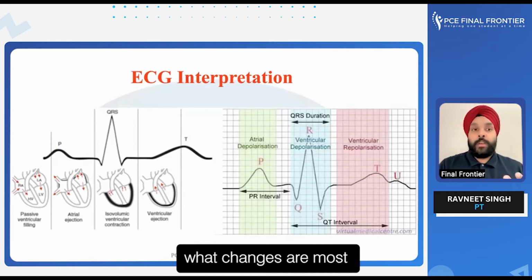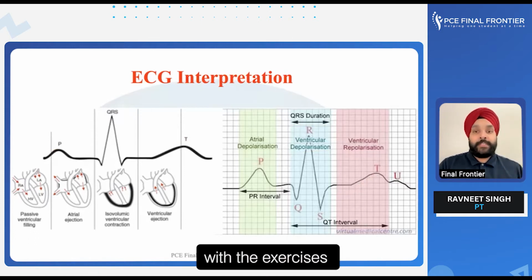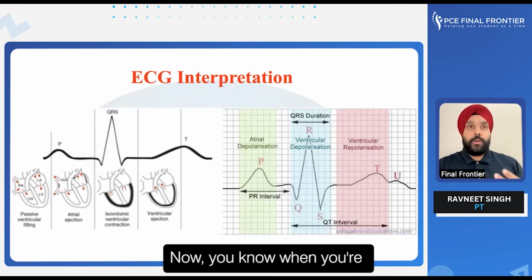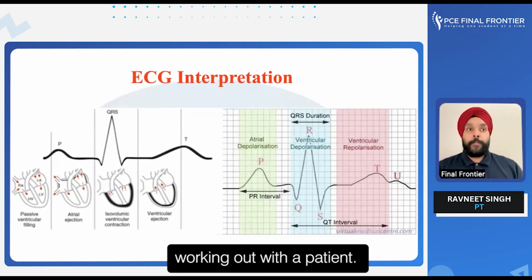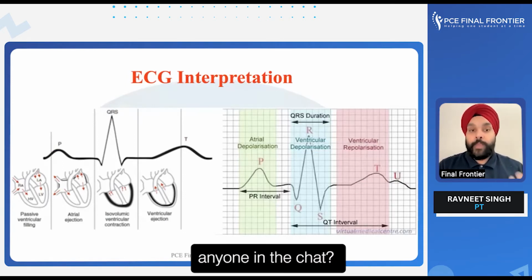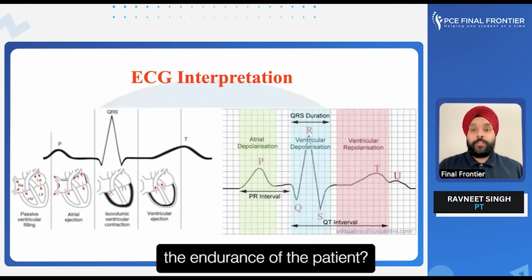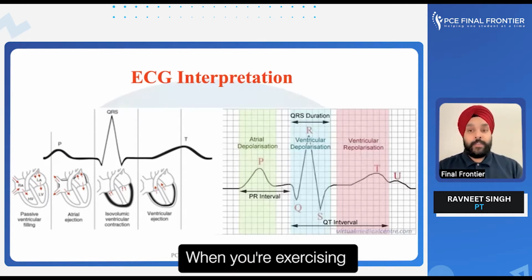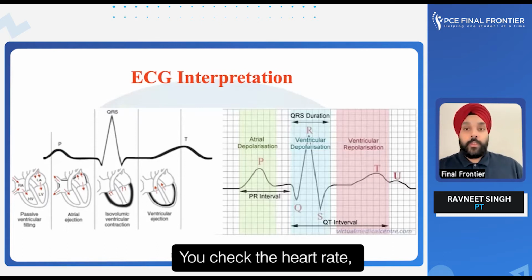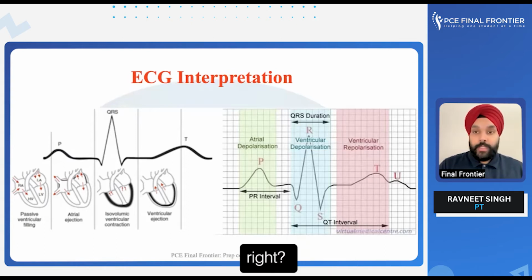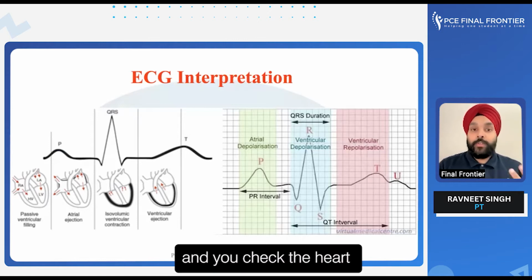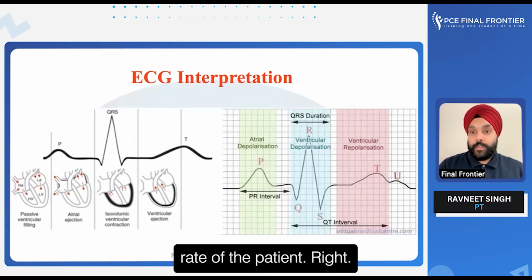what changes are most commonly seen with the exercises or with atmospheric changes. Now, when you're working out with the patient, how do you check the endurance of the patient? Anyone in the chat? How do you check the endurance of the patient when you're exercising with the patient? You check the heart rate, right? You palpate the radial pulse or carotid pulse and you check the heart rate of the patient, right?